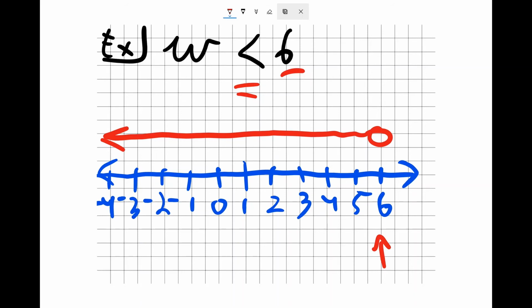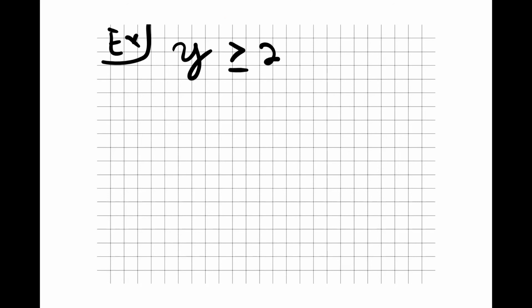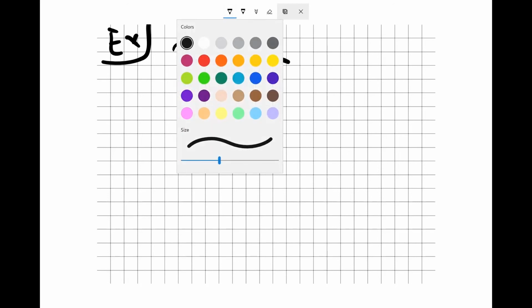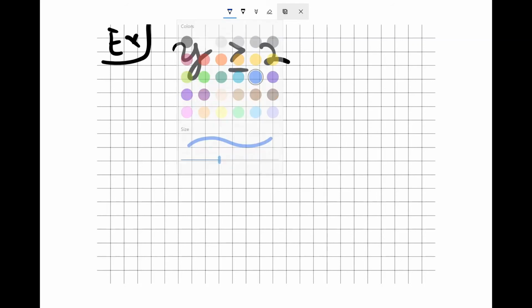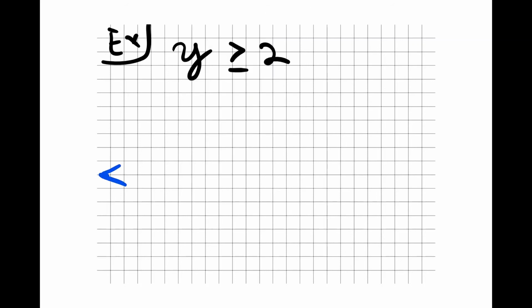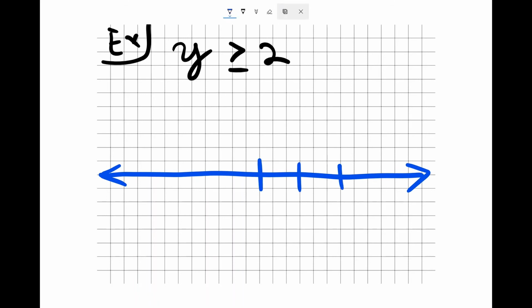Let's do 2 more examples that include the equal to portion in the symbol so we can see what that looks like and why. Let's say, for example, y is greater than or equal to 2. Let's start with our number line. Cool. That came out pretty good actually, for having been done so quickly.